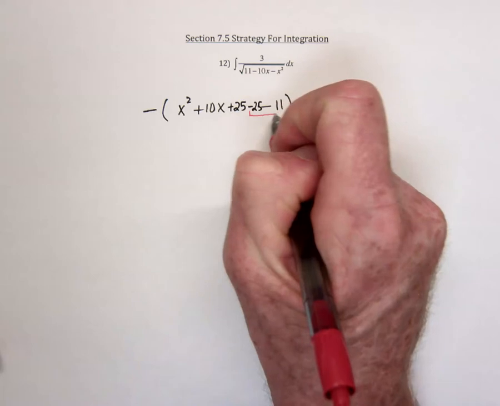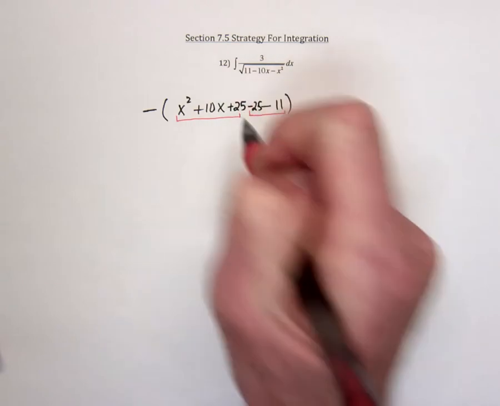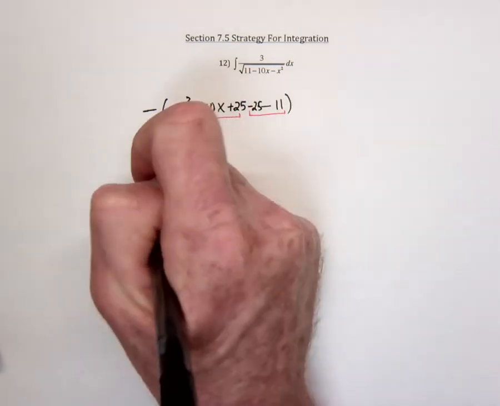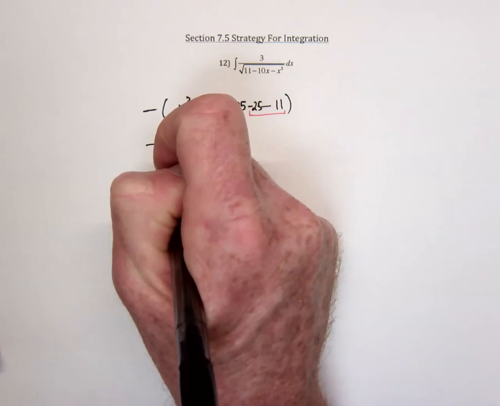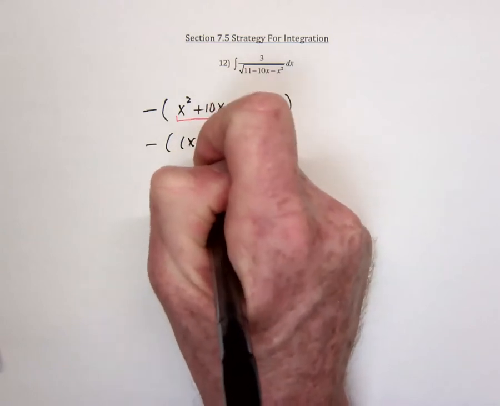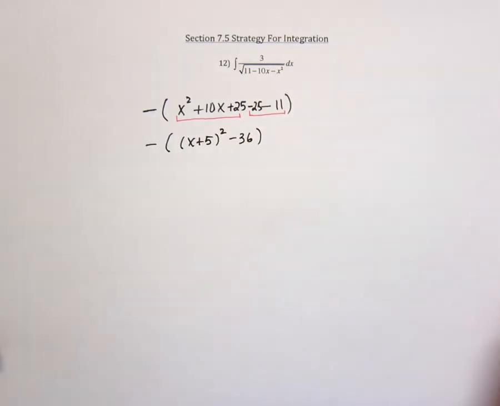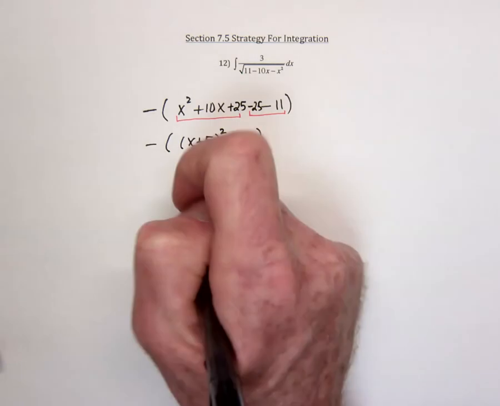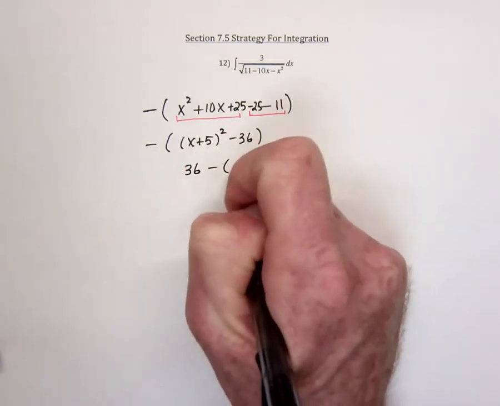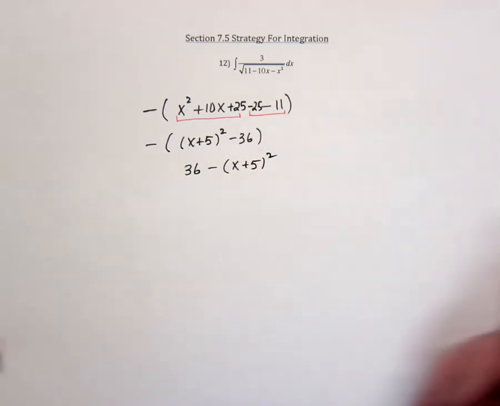Or in other words, these two are going to be combined to make a negative 36, and these are going to be factored into a perfect square. So then we've got the negative applying to everything. This we need to factor as x plus 5 squared. Combine these two as negative 36. Alright, now take all of that and put it back in the integral. You know what? I think I'll go ahead and distribute the negative first. So actually it's going to be 36 minus the perfect square. Okay, now go back to the integral.